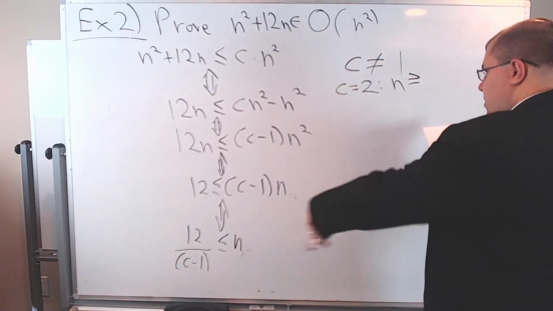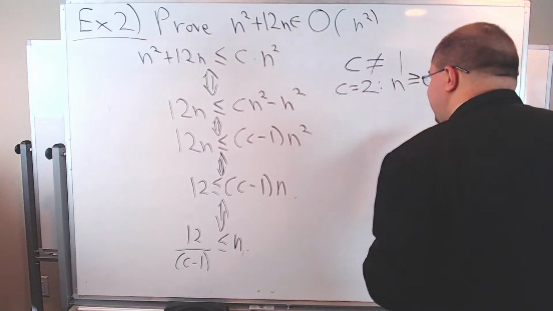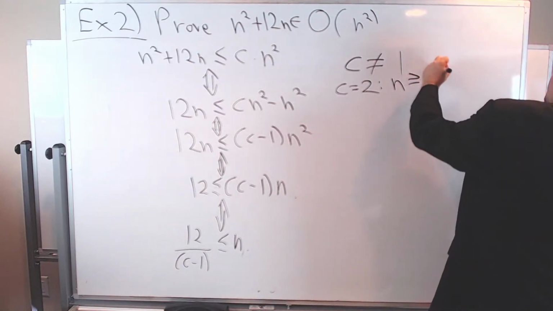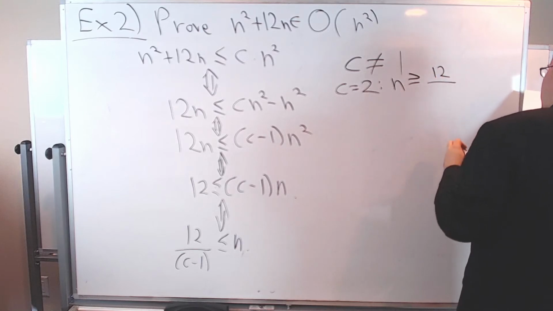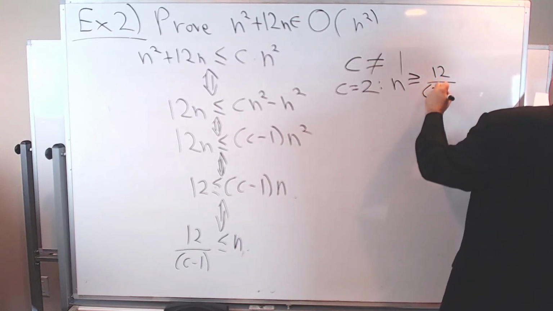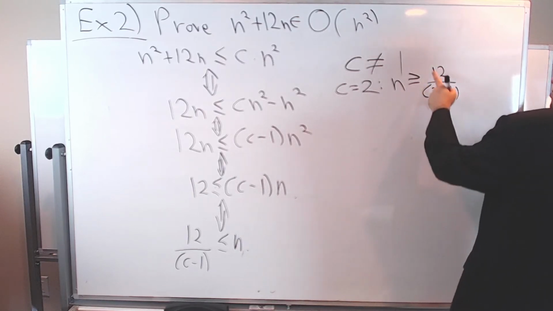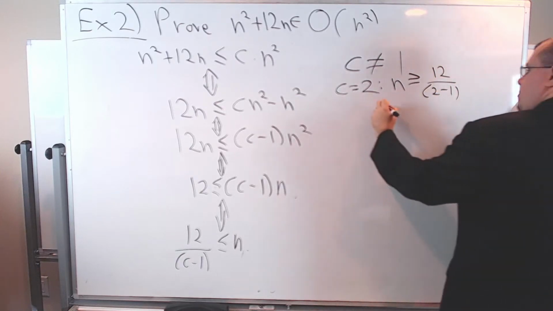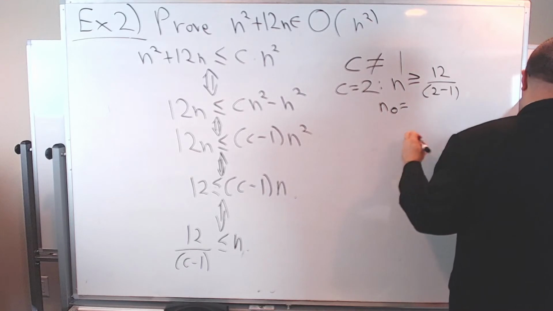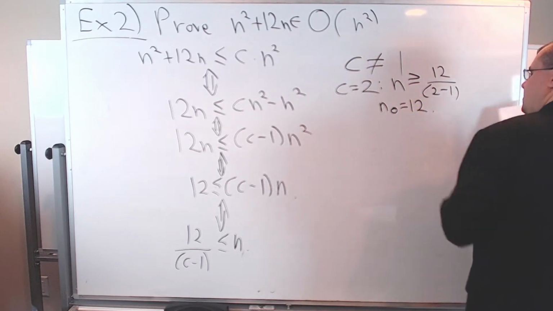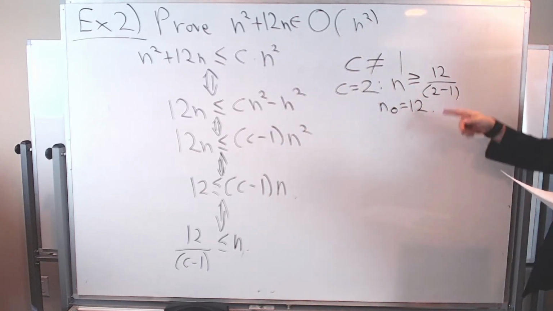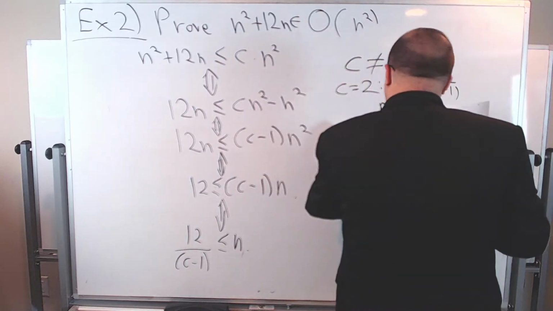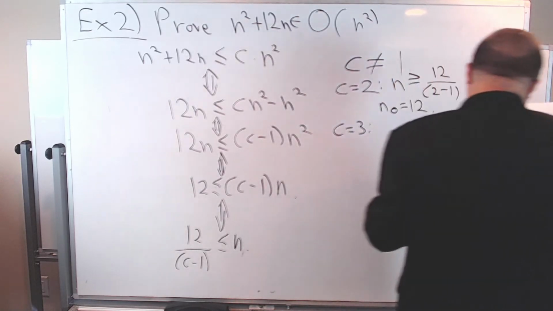So all I'm going to do is plug in what c is each time, and we're going to see if there's any pattern that arises. So 12 over 2 minus 1. 2 minus 1 is just 1, right? So you would pick n0 to be equal to 12. So if c is 2, then n0 would be 12. How about when c is equal to 3?